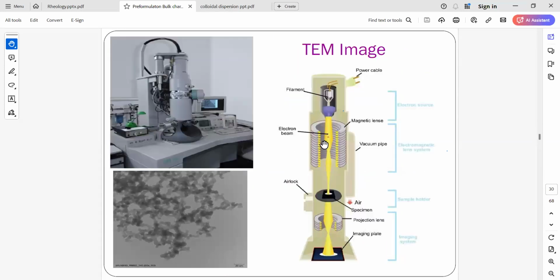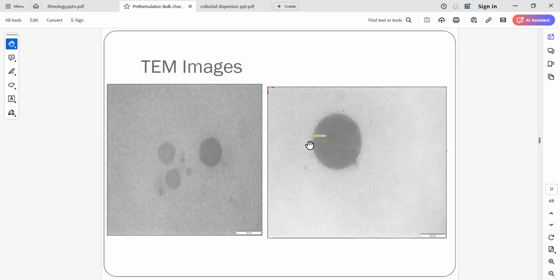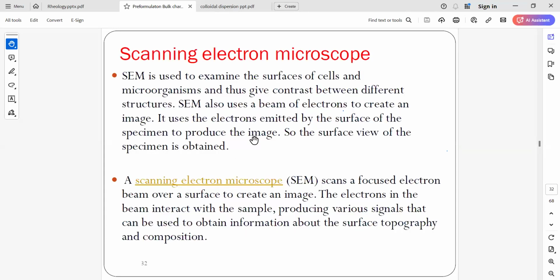This is the image. This is not required to study in depth, but this is the schematic image as well as the original image of the transmission electron microscope. And this is an image of nanoparticles. On the right side are nanoparticles, and on the left side are liposomes. Okay, so they are in the nanometer range. So this is the image.